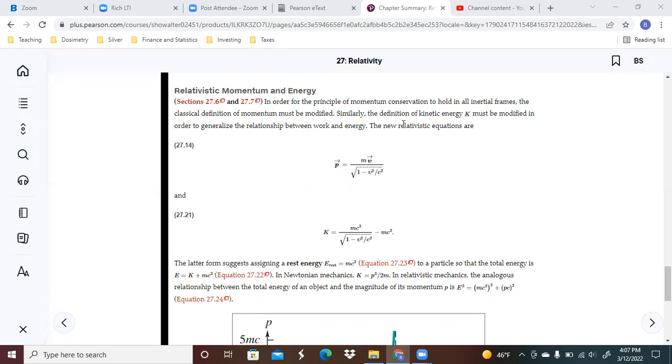So in order for the principle of momentum conservation to hold in all inertial reference frames, which seems to be quite fundamental, the classical definition of momentum has to be modified. Similarly, the definition of kinetic energy must be modified in order to generalize the relationship between work and energy.